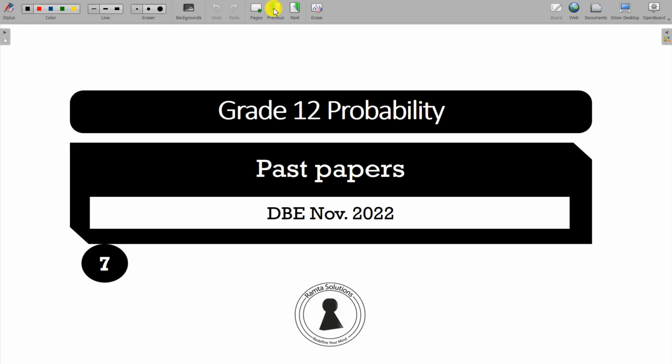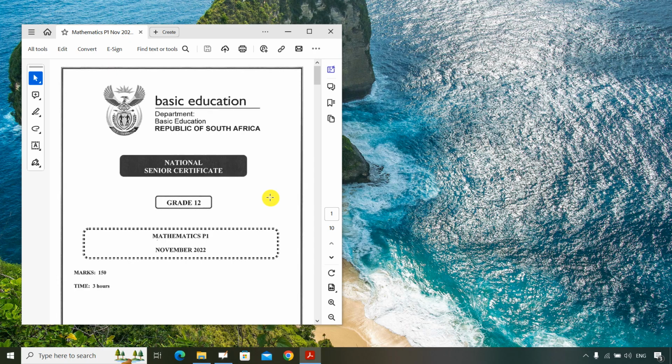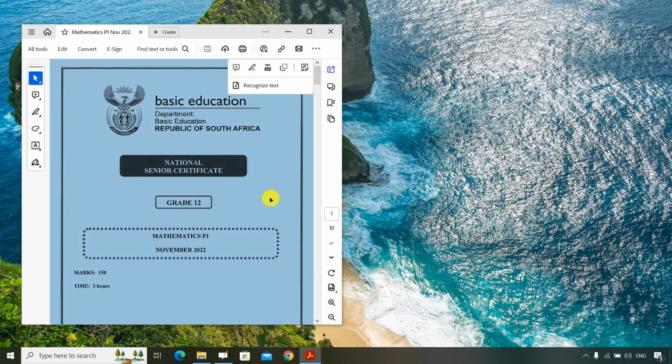Today we're looking at a paper that was written by the Nation in November 2022. So this was the final maths paper for grade 12. Alright, so without any waste of time, let's see what the department had intended for you guys.